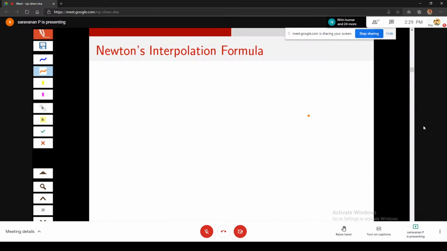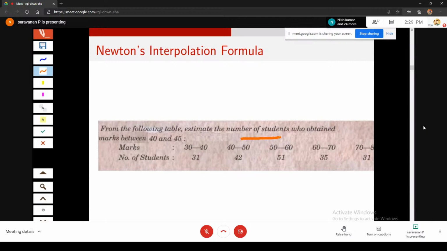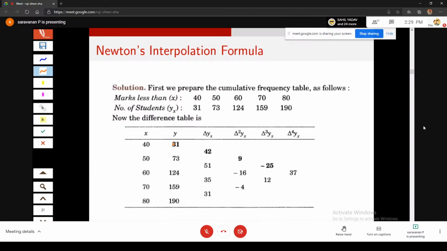What do we want to find? We want to find the number of students who obtain marks between 40 and 45. Less than 40, how many are there? 31. So now if I compute the number of students who got less than 45 marks, then subtract 31 from this number, you will get the number of students who got marks between 40 and 45. So our aim is to compute the value of y when x is equal to 45.